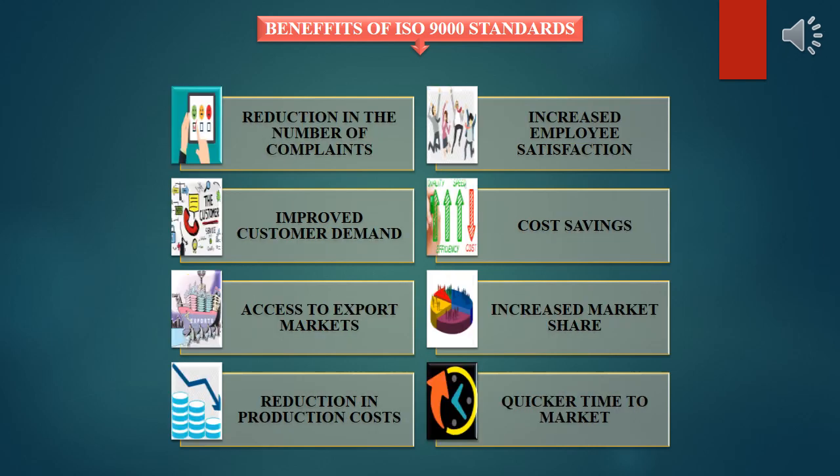Then ISO 9000 standards were applied in reduction in the number of complaints. Then it increased employee satisfaction. It improved customer demand. Then it improved cost savings. Then it increases access to export markets. Then it improves increased market share. Then it helps in reduction in production costs. Then it improves quicker time to market. These are the benefits of ISO 9000 standards.